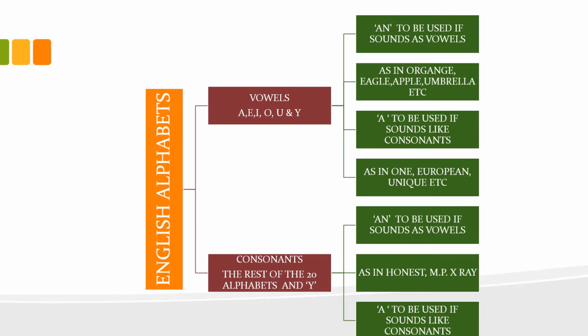When we are using articles with vowels, we have to see whether the vowels are producing a vowel sound or a consonant sound. If the initial letter of a word is a vowel producing a vowel sound, then it should take an, as in orange, eagle, apple, umbrella, etc. But on the other hand, if the initial letter of a word sounds like a consonant, we have to use a, such as one, European, unique, etc.